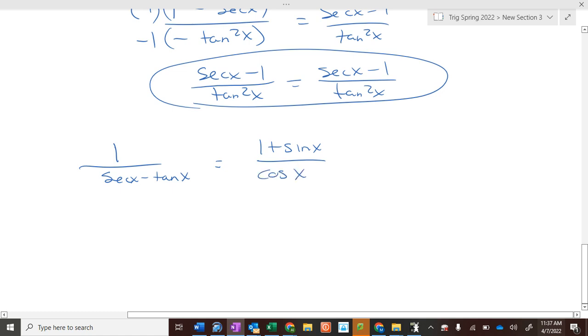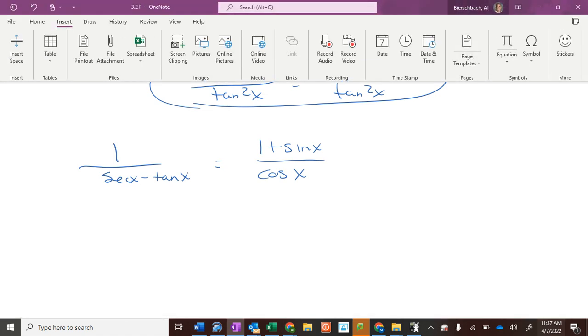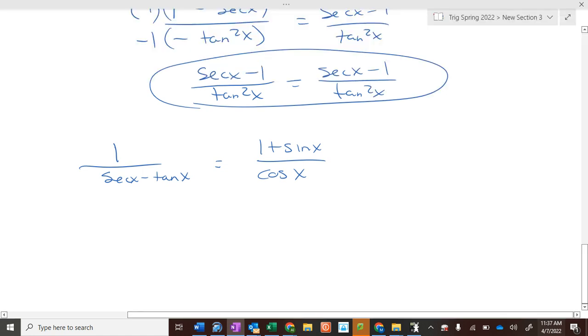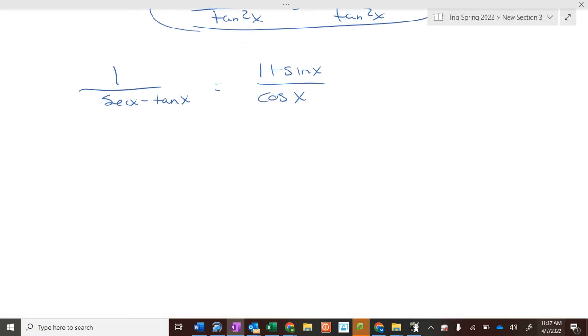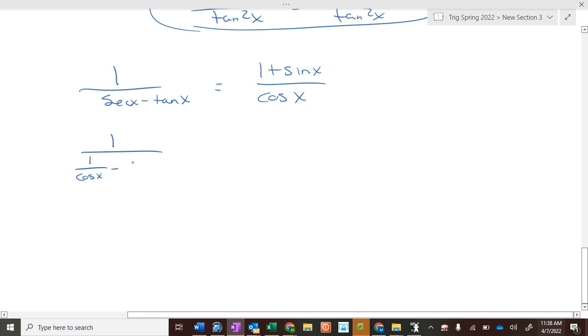Okay, 1 over secant of x minus tangent of x equals 1 plus sine of x over cosine of x. All right. This one, not so bad. Okay. Secant and tangent, what do I turn that into? 1 over cosine of x. Tangent is sine of x over cosine of x equals 1 plus sine of x over cosine of x.